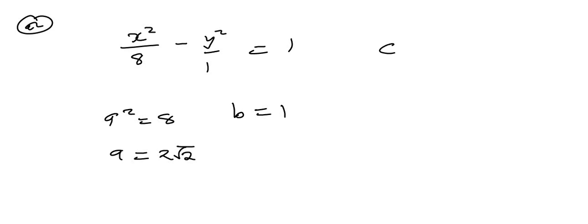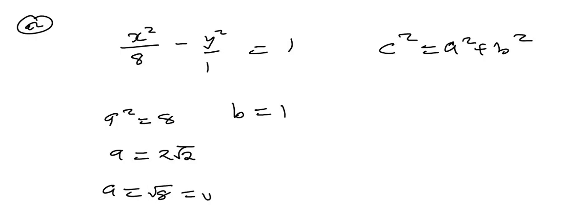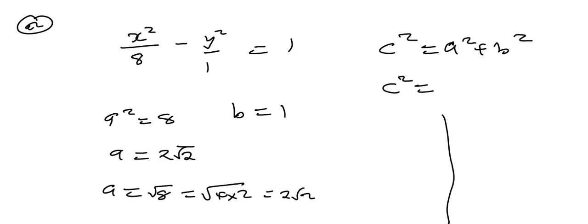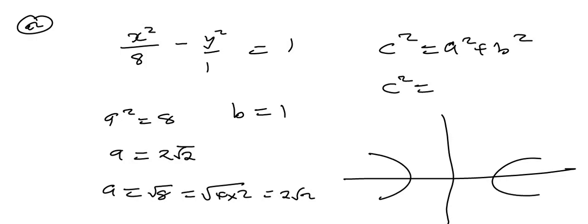Then there's an equation that says c squared is equal to what? C squared is equal to a squared plus b squared. This came about because I square rooted this. Root of 8 is the same as root of 4 times 2. The square root of 4 is 2, then the root 2 still remains. That's how it came about. We're looking for c to get the foci, because x is the one that's positive. This is the case we're dealing with.